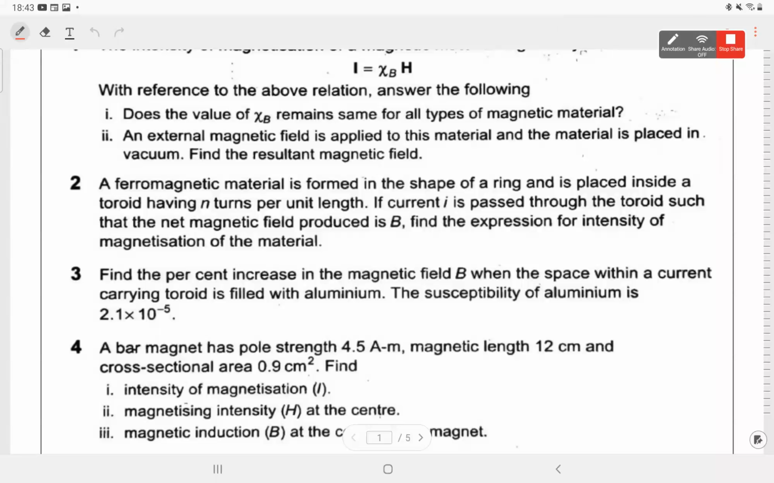Second question: a ferromagnetic material is formed in the shape of a ring and is placed inside a toroid. If a current I is passed through the toroid such that the net magnetic field produced is B, find the expression for the intensity of magnetization. Intensity of magnetization was the magnetic dipole moment, so we will calculate it in terms of M. The net field produced B is equal to mu naught times (H plus M). So it will become M = B by mu naught minus H. And that H is produced by the current passed into the toroid.